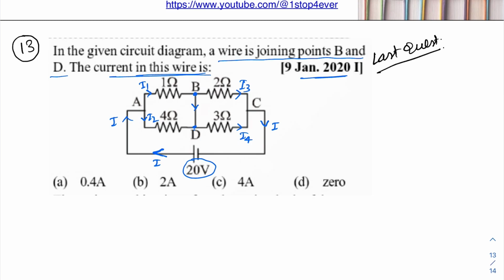Now what will be I1? Tell me. For I1 we need to use the current division formula. I1 is here, its parallel is 4 ohms.